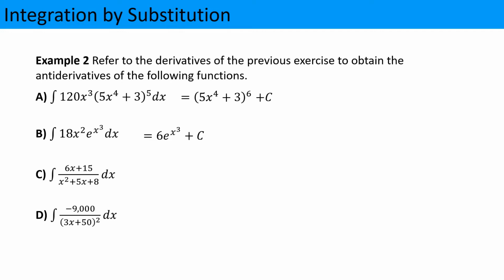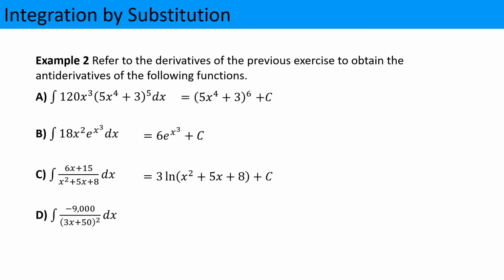Let's go to part C. Integrate 6x plus 15, all divided by x squared plus 5x plus 8, dx. Well, the question is, what function do you take the derivative of to get that expression? It turns out that if you take the derivative of 3 times the natural log of the quantity x squared plus 5x plus 8, plus some constant, that derivative would give us 6x plus 15 divided by x squared plus 5x plus 8. We just did that.